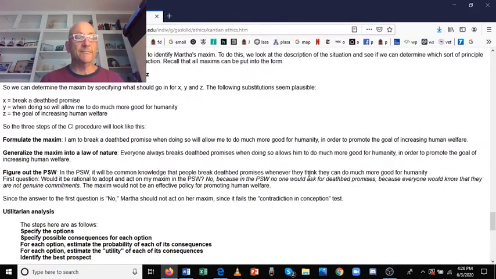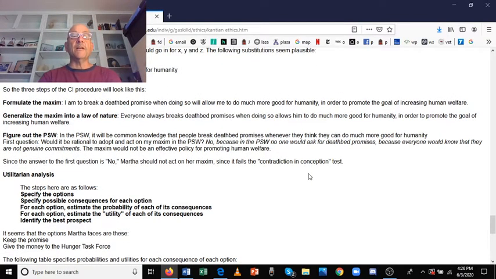If you were to test this maxim, and here he does it, formulate the maxim: I am to break a deathbed promise when it will allow me to do more good for humanity, so that money can go somewhere else. Here's the universal law version: everyone can break a deathbed promise when they think that breaking the promise does better for humanity. Now, you might think, if it's common knowledge that everyone breaks deathbed promises, no one's going to ask for them. If I live in a world where I know anybody, because it's permissible on a universal law test, is never going to honor a promise made on a deathbed, I'm not going to ask you to make one, and you're not going to get to make one. So in this sense, because not everybody can do it in my shoes, the rule fails.